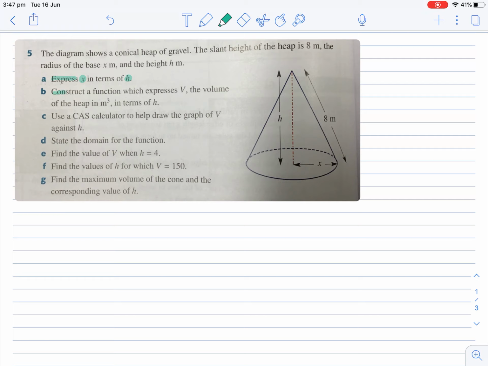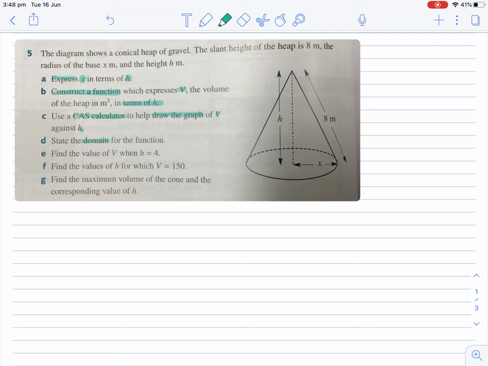Then I've got to construct a function which expresses V in terms of H. So that's telling me I've got to come up with a function equation that has V in terms of H. So it's going to be something like V equals something, blah, blah, H. We get to use our CAS calculator to draw the graph. And again, we're going to be using V against H.